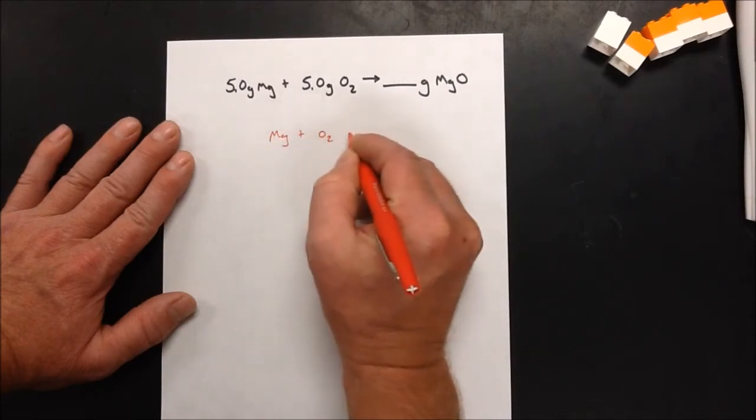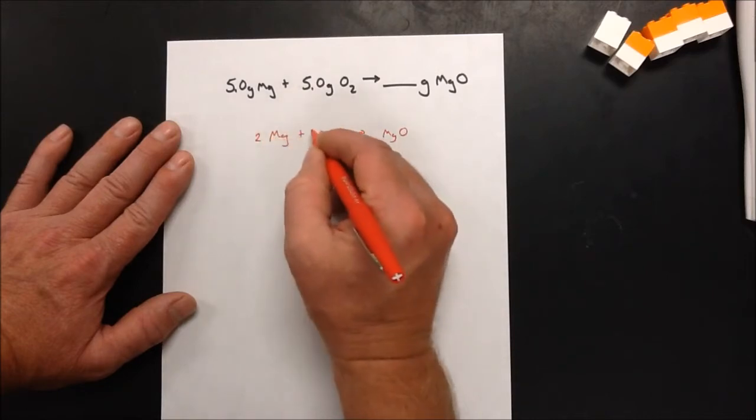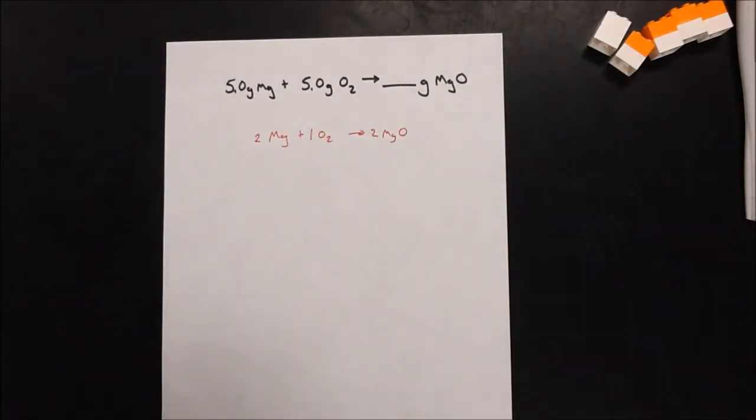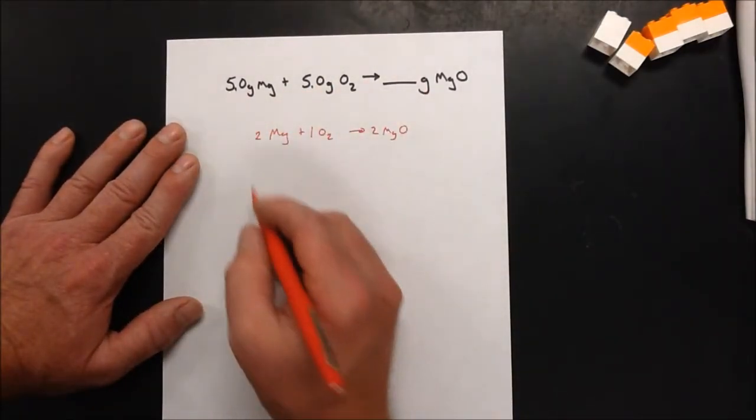because when we write and balance the equation, magnesium plus oxygen makes magnesium oxide. Those are coefficients, but they're also our mole ratios. They're not a gram ratio. Those are a mole ratio. So I've got to take these grams to moles, and I do so using the molar mass.